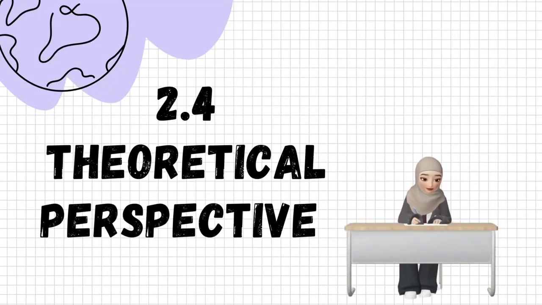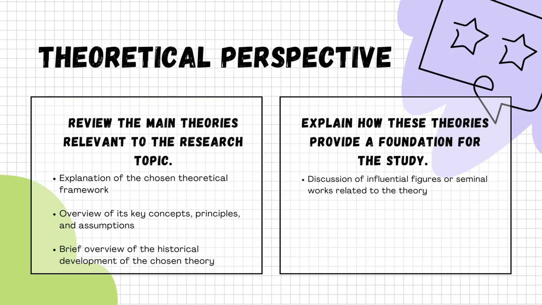Let's turn to the next chapter, which focuses on theoretical perspective. Theoretical perspective can be done by reviewing the main theories relevant to the research topic. How to do so is by explaining the chosen theoretical framework, an overview of its key concepts, principles and assumptions, or a brief overview of the historical development of the chosen theory.